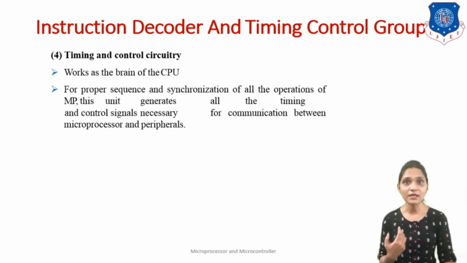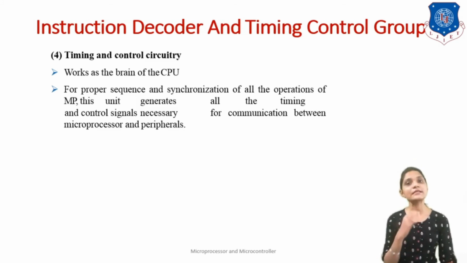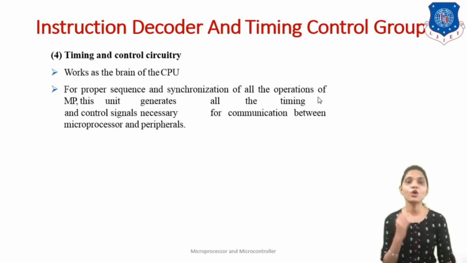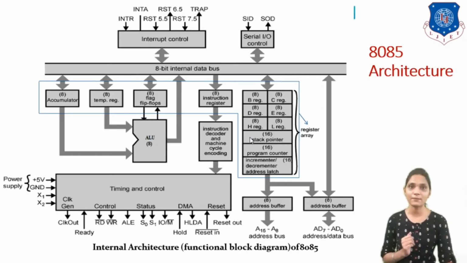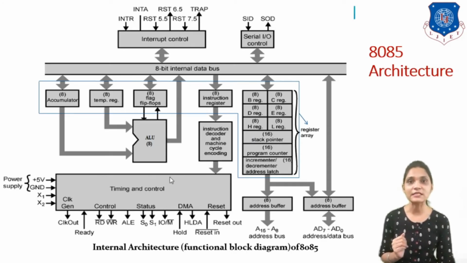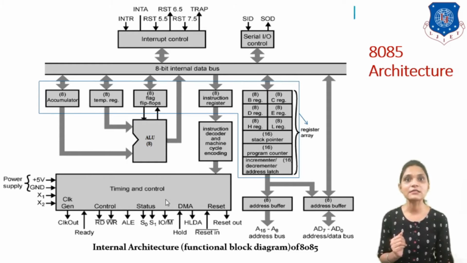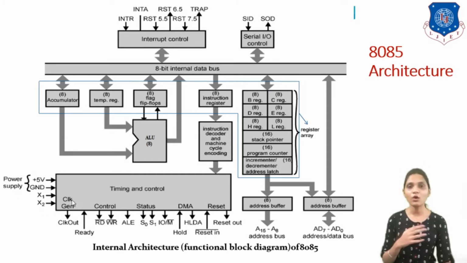So in this timing and control group, it works as the brain of the CPU for the proper sequence synchronization of all of the operations of the microprocessor. This unit generates all of the timings and control signals that are necessary for the communication between the microprocessor and peripherals. Okay, so this is the timing and control unit that generates your status signals, DMA signals, reset signals, control signals, and all power supply signals and all others.